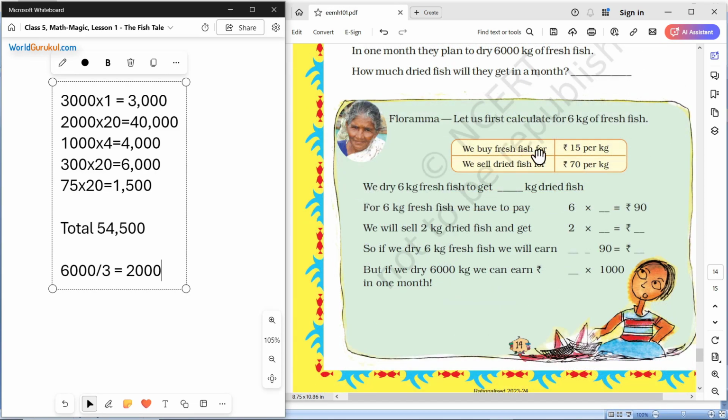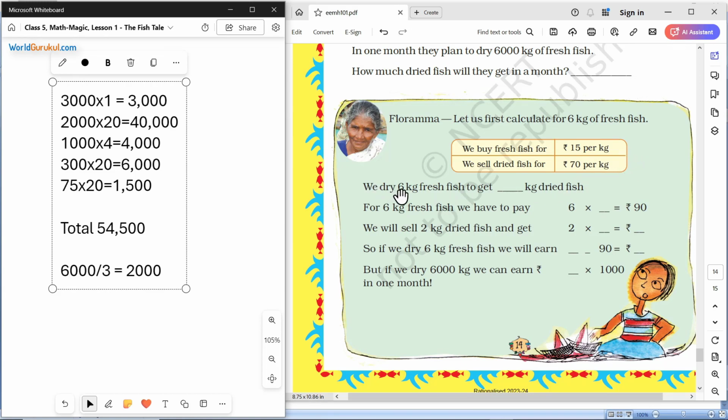Okay, there is another woman, Floramma. We buy fresh fish for 15 rupees a kg and we sell dried fish for 70 rupees a kg. So you see, the weight is reduced and the dry fish won't get spoiled. So that's why there is a value addition, right? So the value addition will give them extra benefit, extra profit.